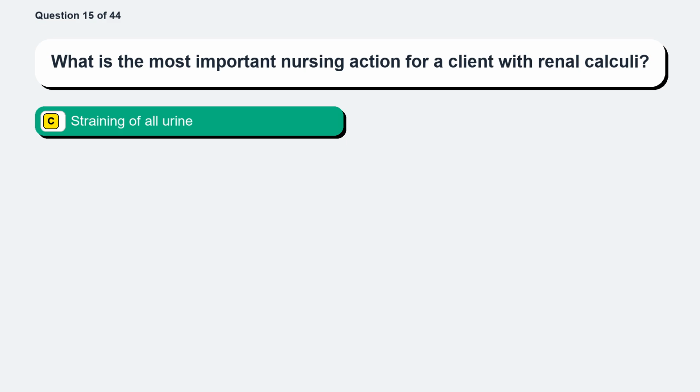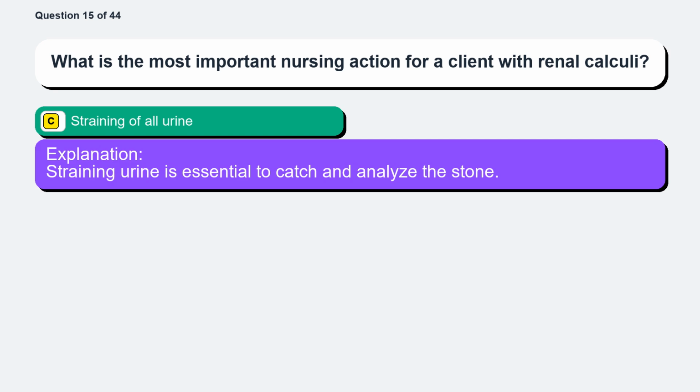The correct answer is option C, straining of all urine. Straining urine is essential to catch and analyze the stone.